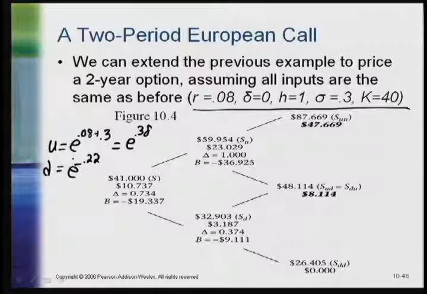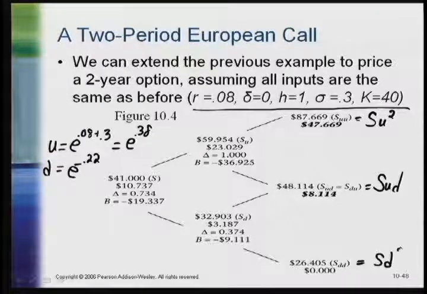This is a 1 period, h is 1. And if we just applied the same u, this is equal to S u squared, this is equal to S u d, and this is equal to S d squared. So we now have a 2-year lattice, and we'll assume that we want to price a 2-year call option with a strike of 40. You can see the payoffs in the lattice right here.